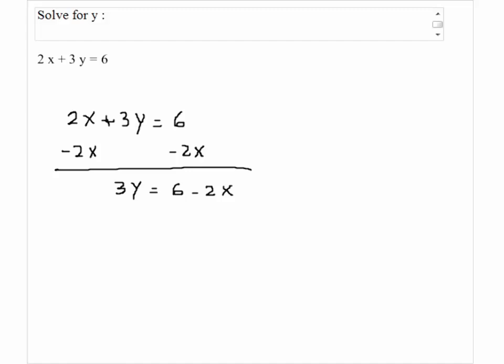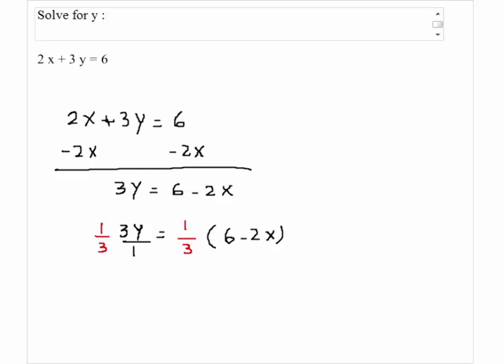I'm isolating y. To have y all by itself, I need to eliminate 3. To do that, I multiply both sides of the equation by the reciprocal of 3, which is 1/3. We can look at it as multiplying both sides by 1/3, or dividing both sides by 3, however you want to look at it. If I multiply both sides by the reciprocal of 3, which is 1/3 here, I would have 1/3 times 3y on the left-hand side, and on the right-hand side I get 1/3 times (6 minus 2x).